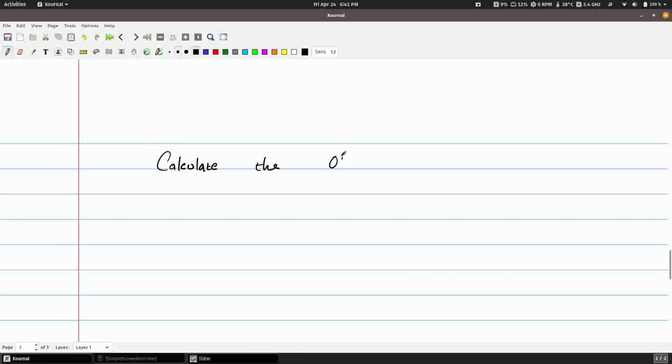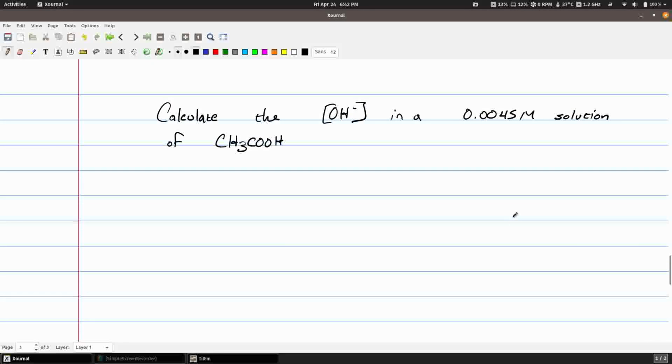Calculate the hydroxide concentration in a 0.0045 molar solution of, I don't even know, we'll do acetic acid. Actually, let's do something else. I don't want to do that. I'll do hydrobromic acid.